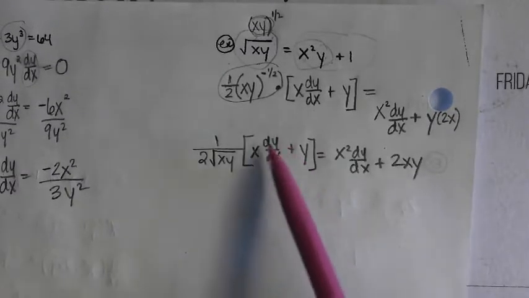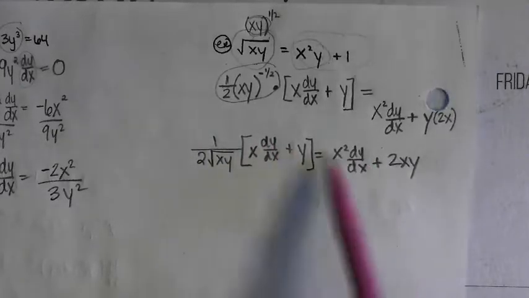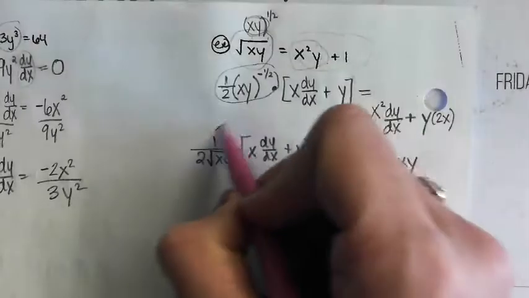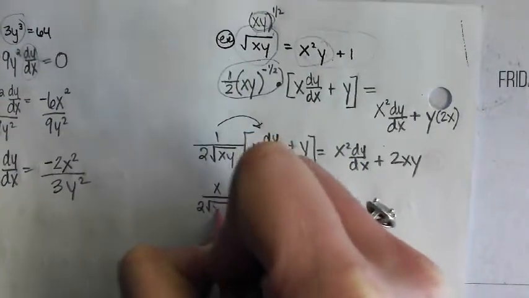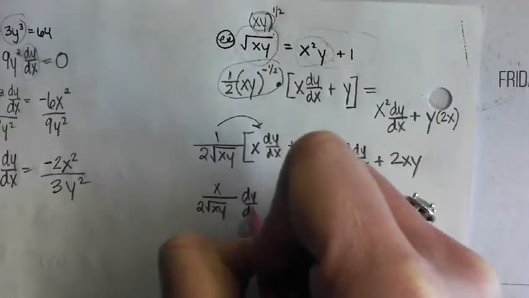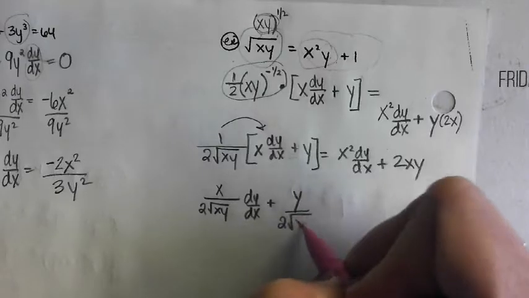Again, here with the dy dx being locked up in brackets, I can't really do much to free it up and get it with this other one until I distribute. So that's going to be x over 2 root xy in front of the dy dx plus y over the 2 root xy.